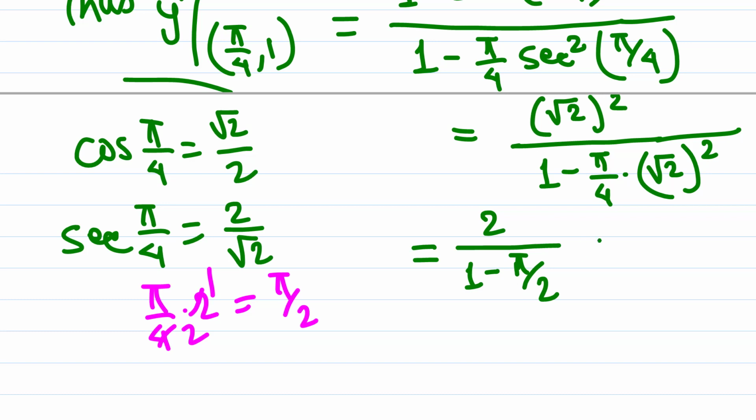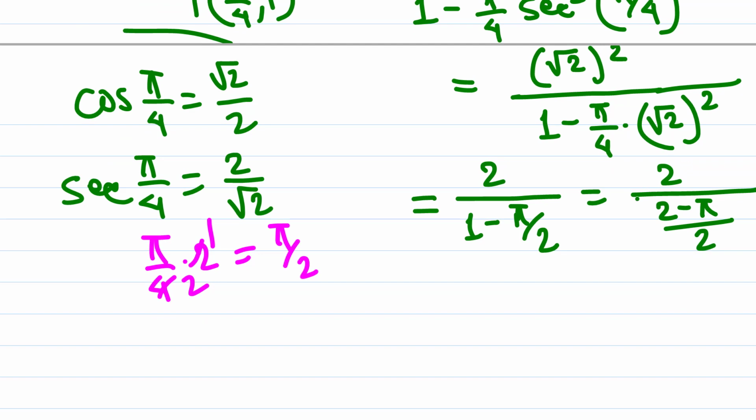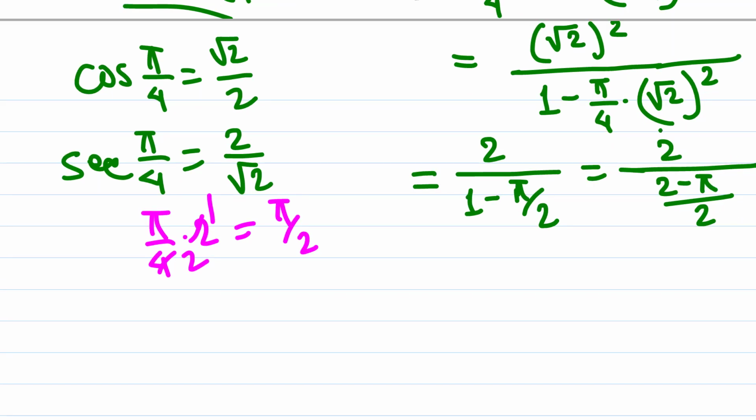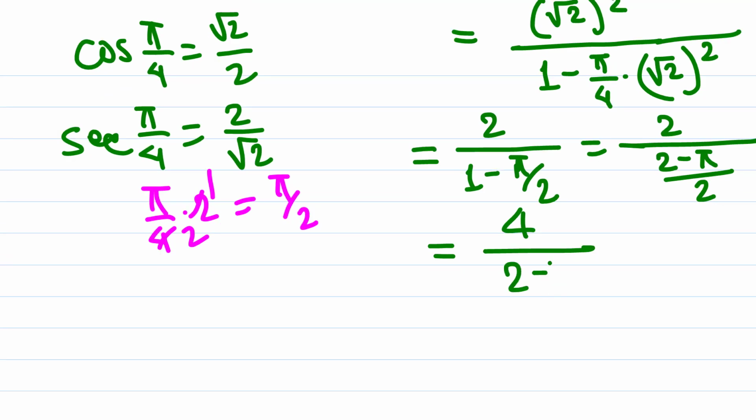Maybe combine the bottom: we can multiply 1 by 2 over 2, so 2 minus pi over 2. Now we can keep, change and flip: the 2 goes to the top, so 4 over 2 minus pi. That's the final slope of the tangent line at the point. Pretty much the slope of the tangent line at this point. If we are asked to find the equation of the tangent line, then this should be m, the slope.